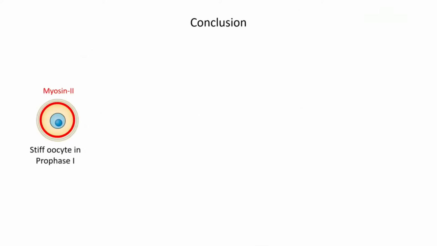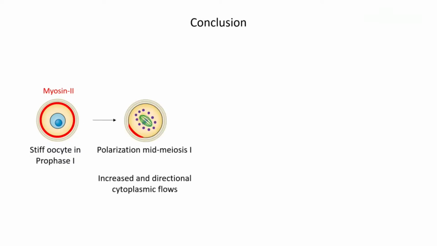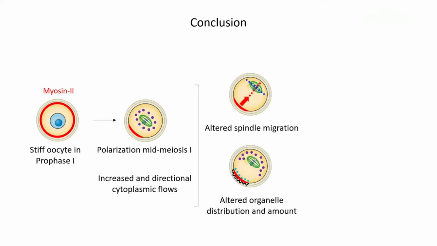So to conclude this part, I showed you that stiff oocyte in prophase 1, because of the accumulation of myosin 2, which is something that we see naturally in oocyte, is going to create a polarization mid-meiosis 1 with increased and directional cytoplasmic flows emerging from this polarized region. So it will induce altered spindle migration, with the spindle being able to be pushed by these flows in various directions. And it will also create altered organelle distribution and amount, especially mitochondria and Golgi, but also aberrant localization of cortical granules and CD9 and microvilli.